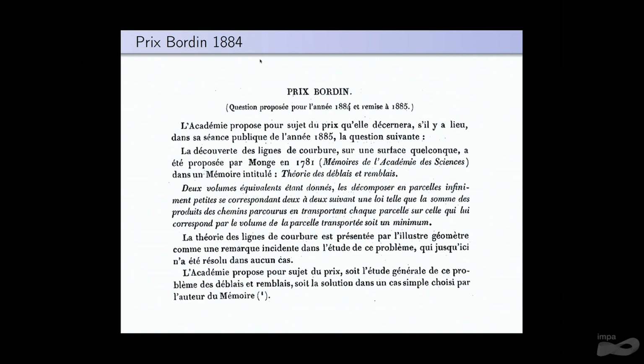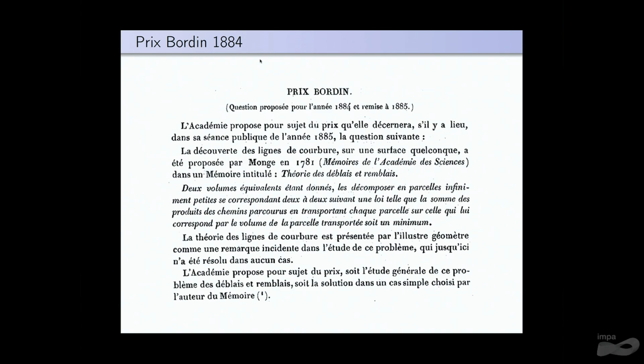So they decided to establish a competition, a prize, for the mathematician who could improve or at least fix the paper of Monge. And they proposed a 3,000 francs prize. 3,000 francs at the time was 1 year of a salary of a university professor. So he proposed to fix the paper of Monge.